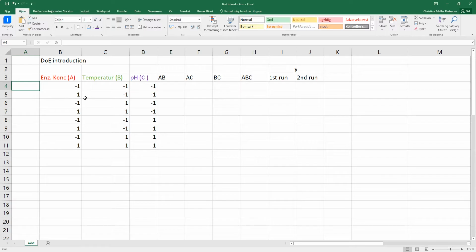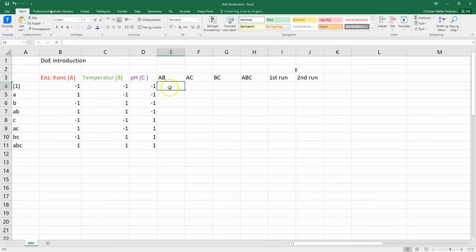So in the first one, or let's take this one first, we have A at a high level, the enzyme concentration, the rest is at low level. In this one we have B at a high level. Here we have A and B at high level, so we call that AB. Here we have C at a high level, so we'll call it C, and so on. Like that. And this one up here we refer to as 1, so I'll put in the apostrophe here, like that. Then we need the interactions.